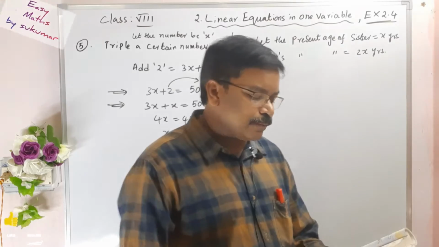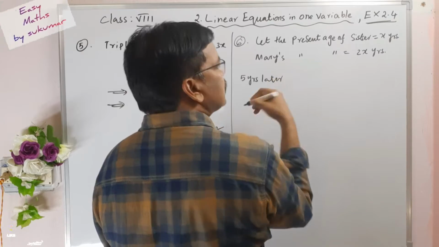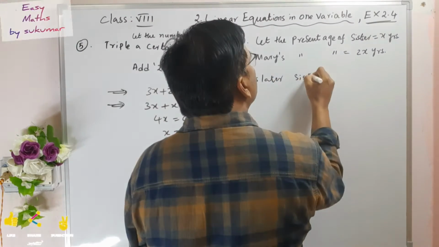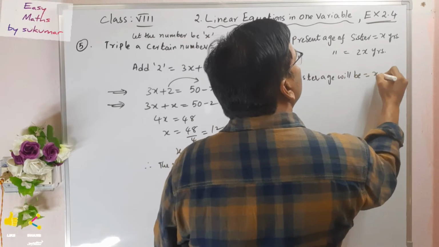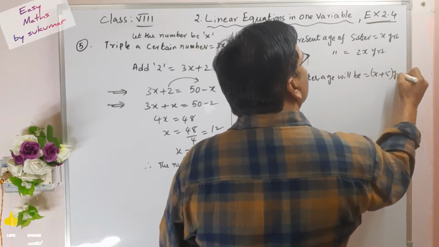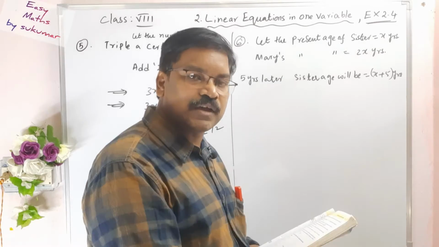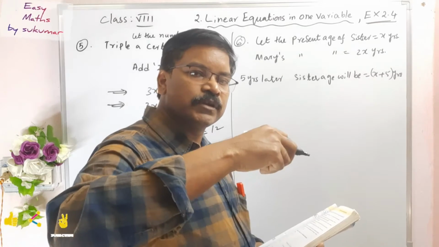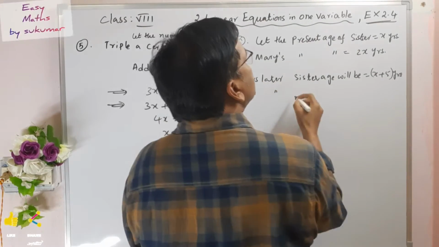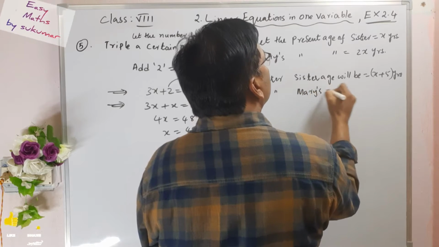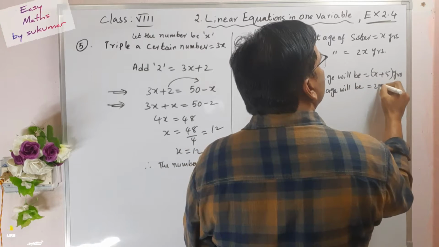Okay, and what is given in the statement? In 5 years' time, that means 5 years later, the sister's age will be x plus 5. Why? The present age is x, so after 5 years her sister's age will be x plus 5. That means it is increased by 5, right? 5 years later Mary's age will be 2x plus 5 years.